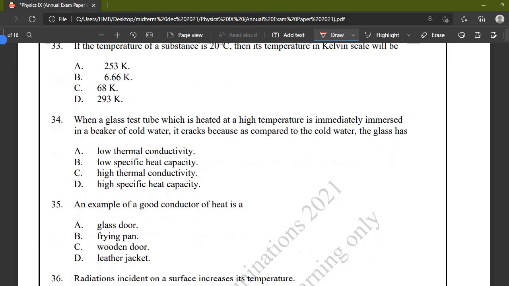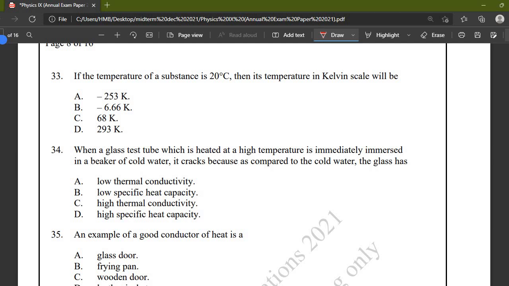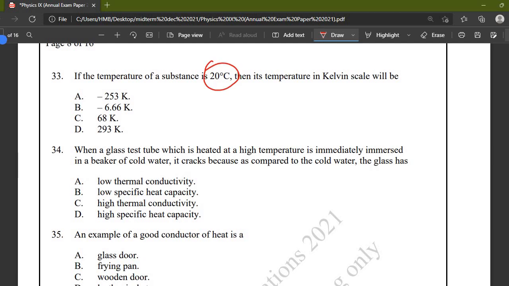Let's see question number 33. If the temperature of the substance is 20 degrees centigrade, this temperature in the Kelvin scale will be. So we know that the Kelvin scale equals C plus 273 degrees. In degree centigrade it is 20, and plus 273 will become 293 Kelvin. So the correct answer is option D.